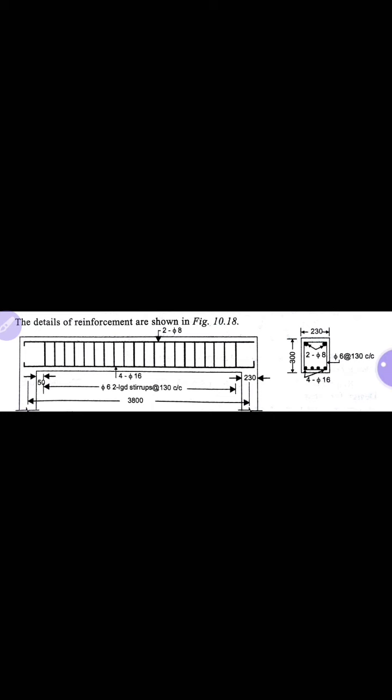Only what you have to do is add slab load in floor beams. Rest of the procedure will remain the same.